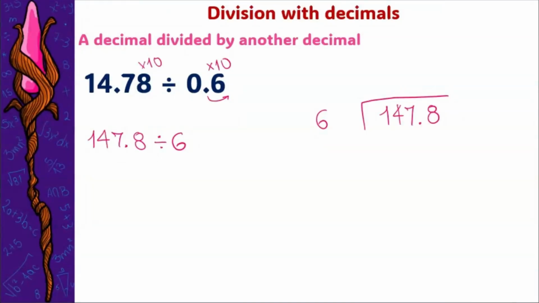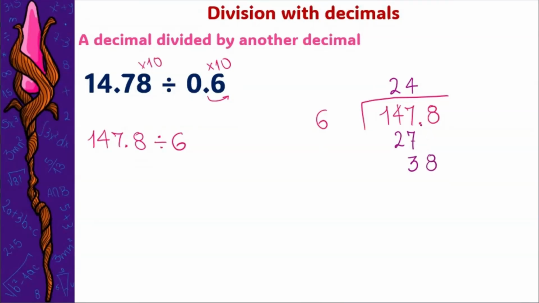We take the 14. 14 divided by 6 is 2. 2 times 6 is 12. 12 to get to 14 needs 2. That's why we put it right away. And we bring the 7 down. 27 divided by 6. 6 times 4, which is 24. 24 to 27 needs 3 more points. And then we bring the 8 down.